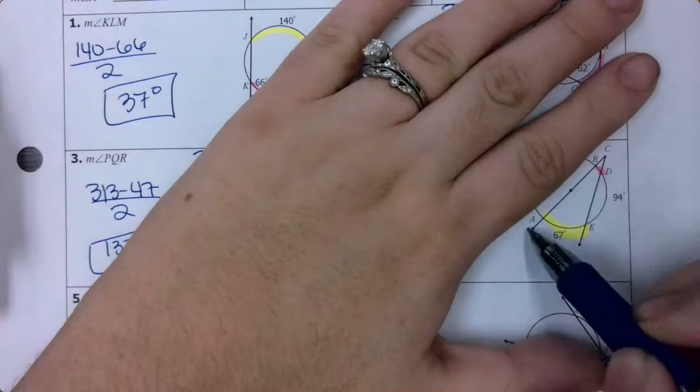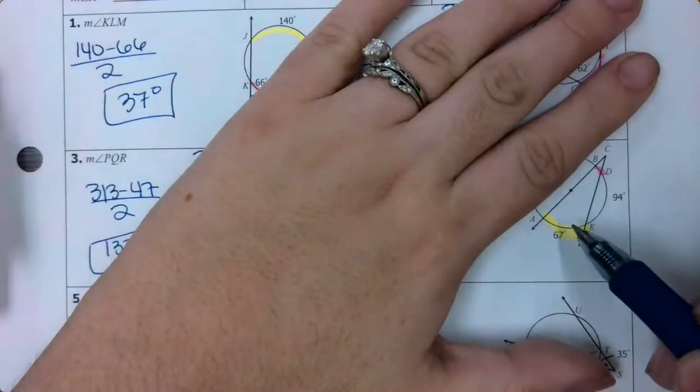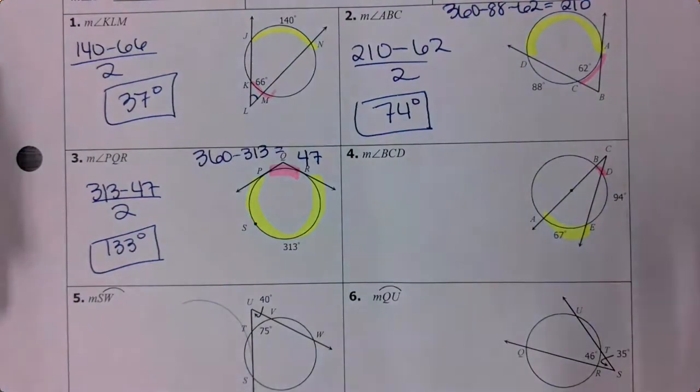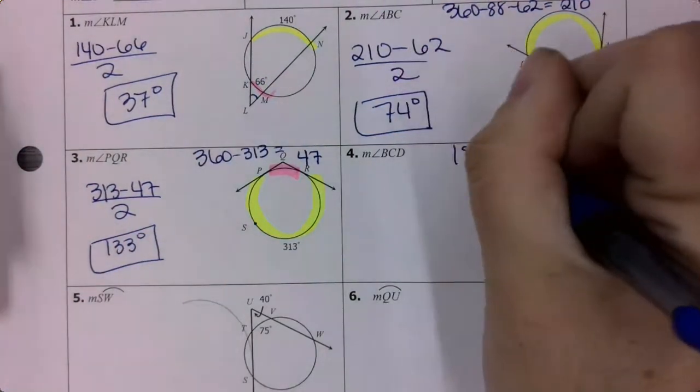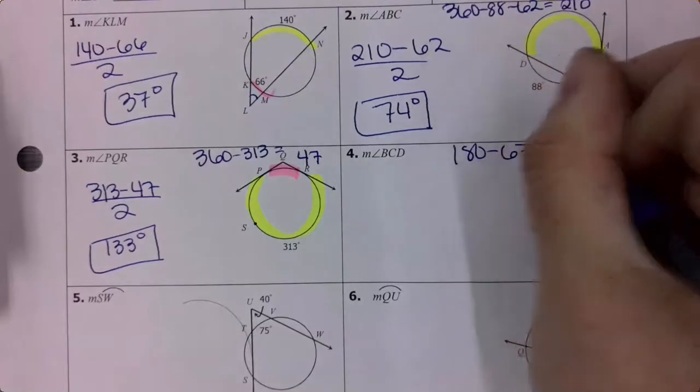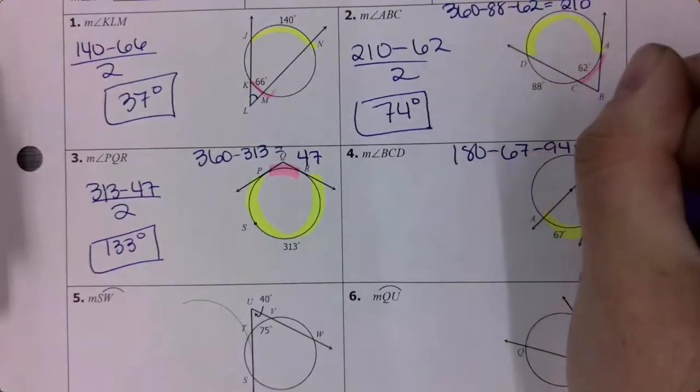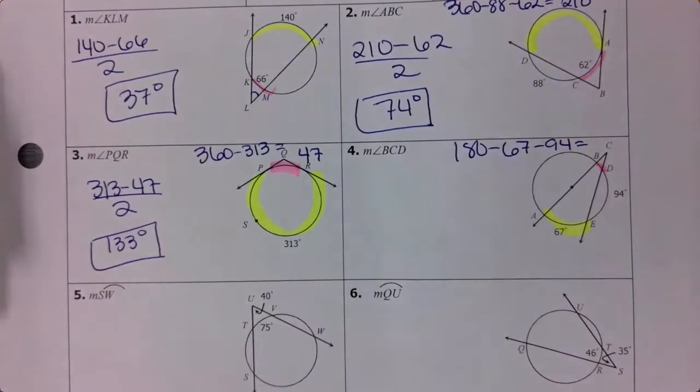This AB line. It's 180. It's cutting the circle in half. So I can use 180, and I can subtract the 67 and the 94 to get that arc length for BD.